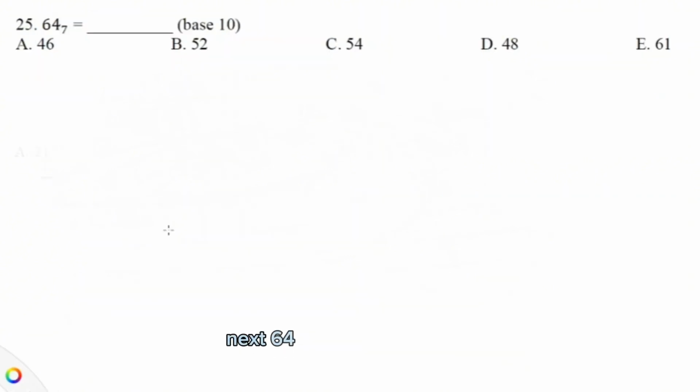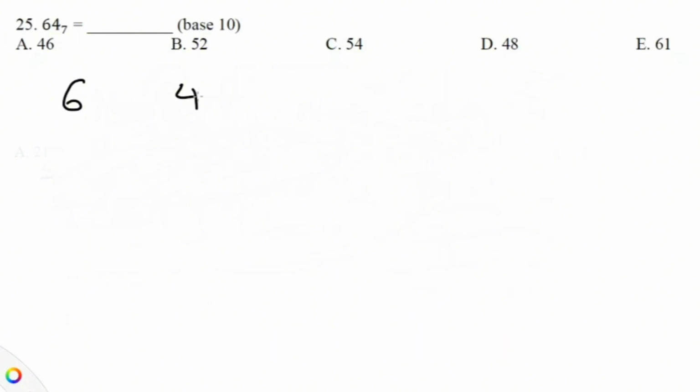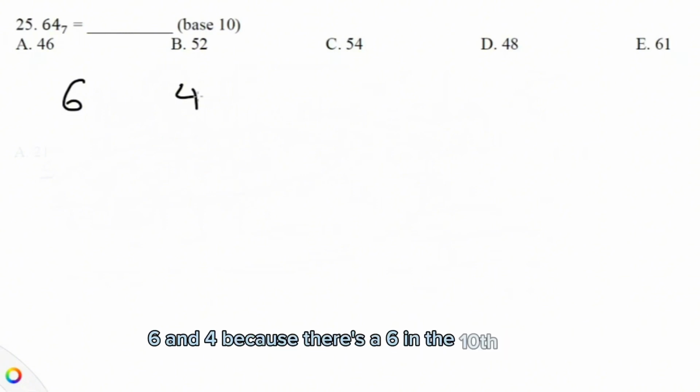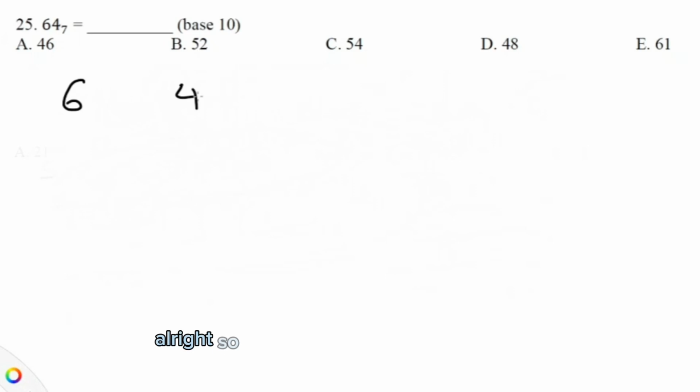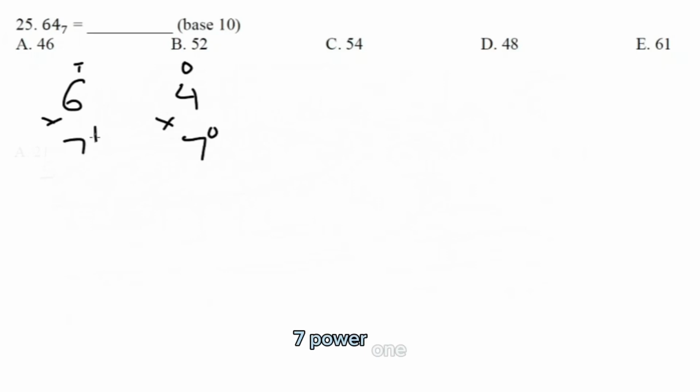Next, 64 base 7 equals what in base 10? To solve this problem, you need to know something very simple. 6 and 4 are the digits of 64, because there's a 6 in the tens place and a 4 in the ones place. To convert from base 7 to base 10, you have to multiply each of these numbers by a power of 7. Specifically, for the ones place, you multiply it by 7 to the power 0, and for the tens place, you multiply it by 7 to the power 1.